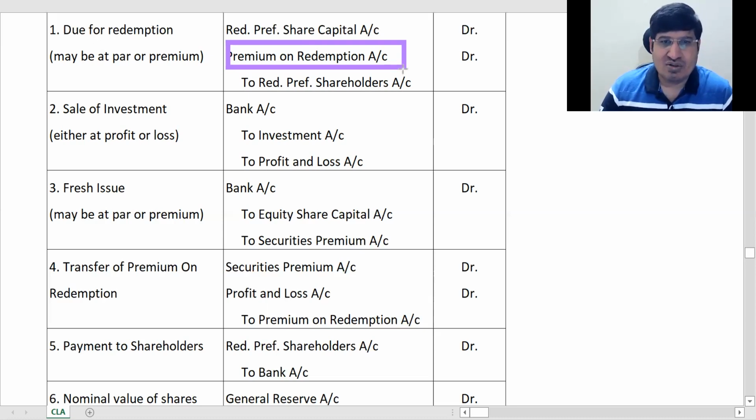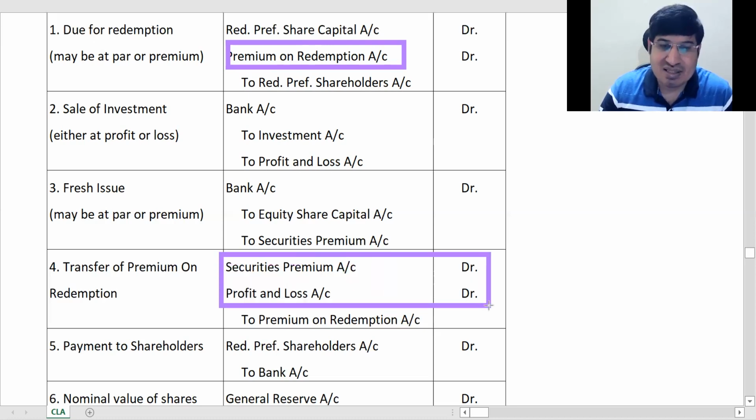ठीक है, तो आप ये प्रीमियम को क्या करेंगे, आपको सिक्योरिटीज प्रीमियम और प्रॉफिट एंड लॉस अकाउंट को डेबिट करेंगे इन द सेम ऑर्डर. ओके, फर्स्ट टेक सिक्योरिटीज प्रीमियम और फिर प्रॉफिट एंड लॉस अकाउंट टू प्रीमियम ऑन रिडेम्पशन. ठीक है, तो प्रीमियम ऑन रिडेम्पशन इज नाउ टेकन केयर ऑफ. ठीक है, ये 3 एंट्री हो गए.